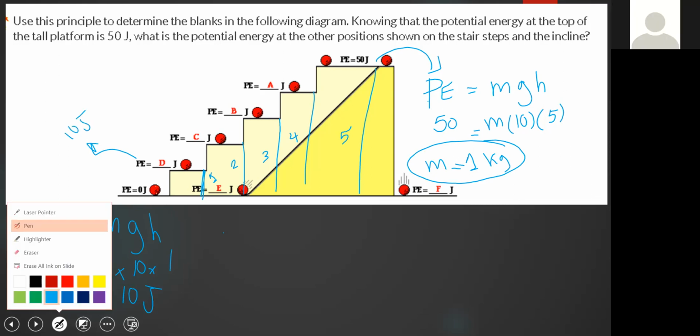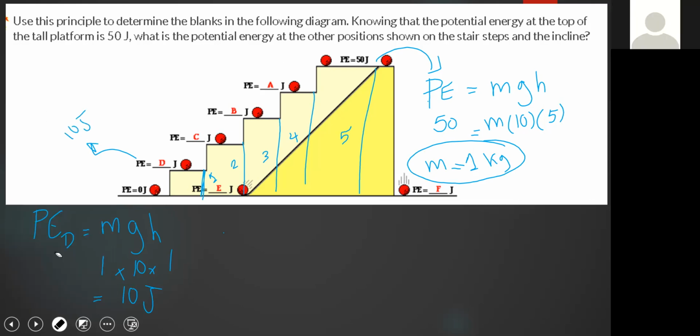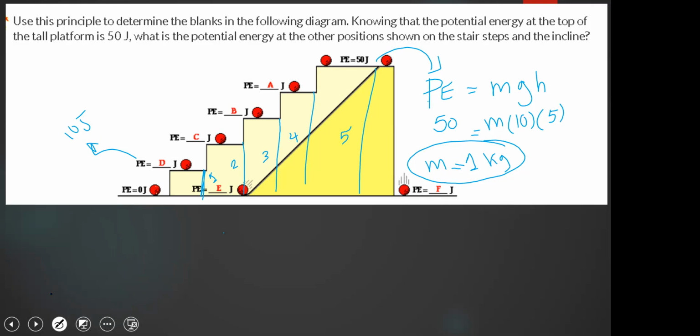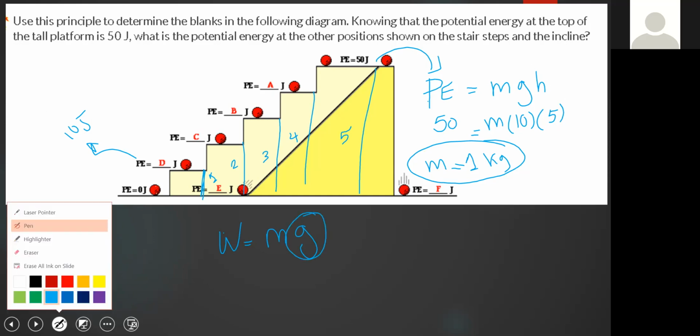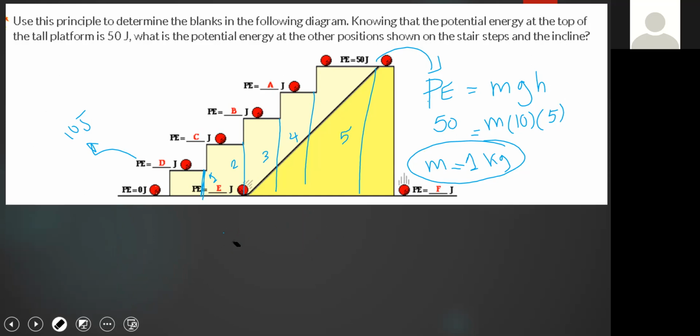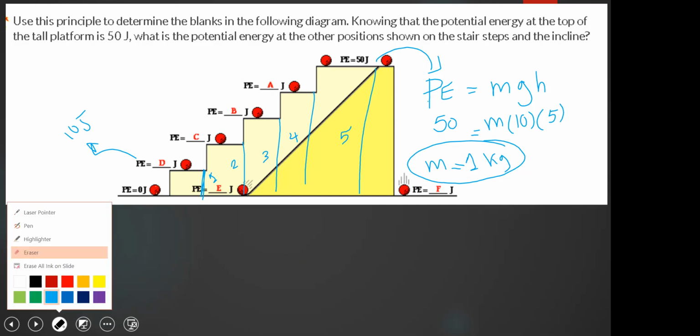Teacher, where do you bring the 10 from? It is g. 9.8 or 10. We said that the weight is m times g. Do you remember this? Yes. So this is g, the gravitational field constant.